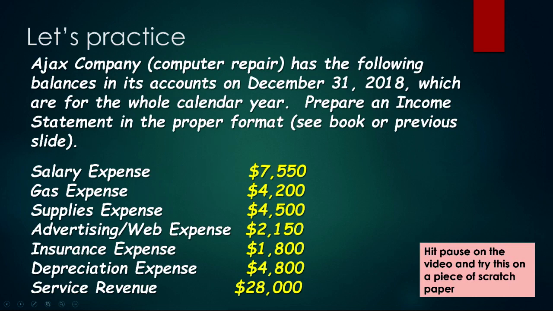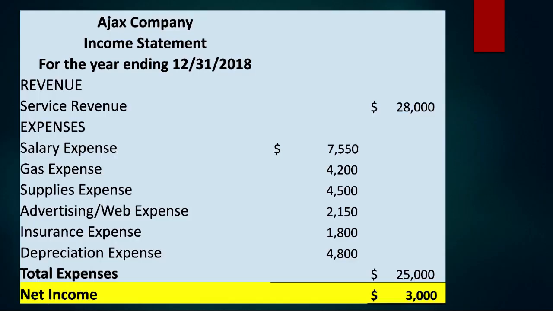So take a minute and work on that, and here is the solution. Acct Company income statement for the year ending 12/31/2018, revenues, expenses, and net income. This ends part 3, the income statement.